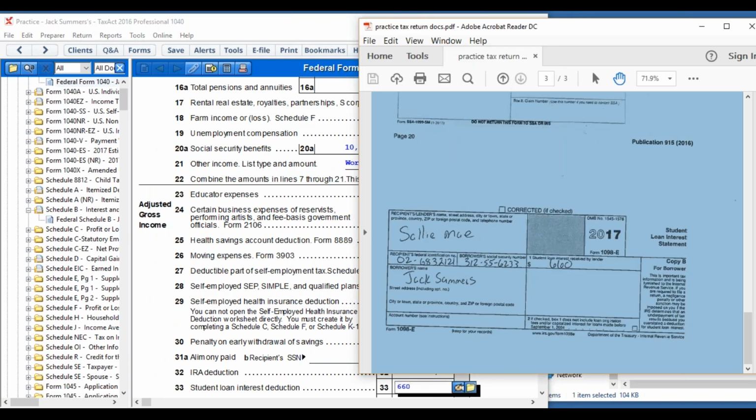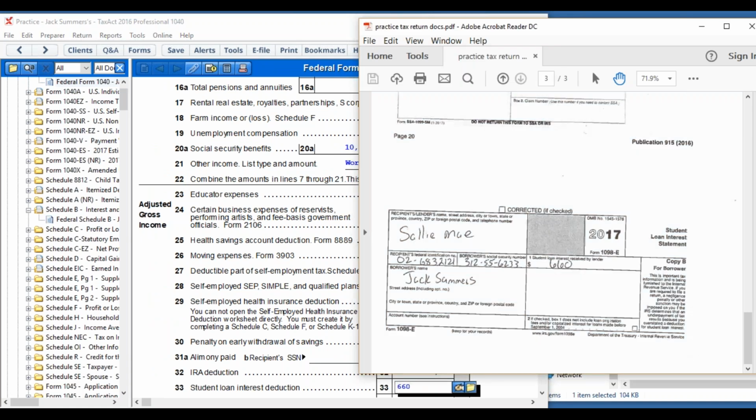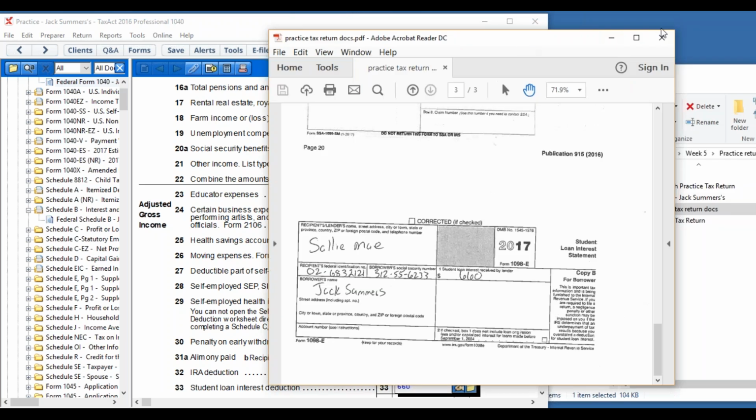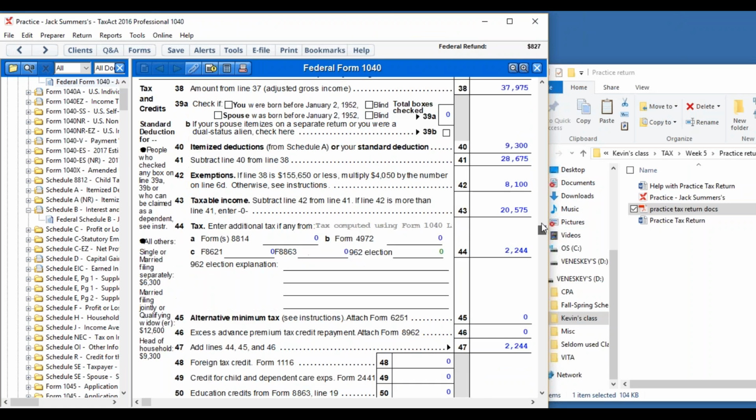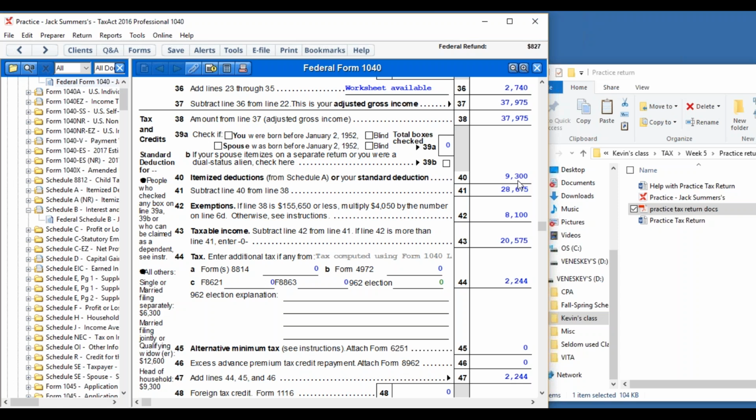At this point, you should have everything entered. Remember, we don't do anything for the 529 deduction that we put money into. There is no place on the 1040 to do that. That's only for the state of Indiana. So when you are all said and done, you should have a federal refund of $827. That includes having our standard deduction as a head of household, $9,300.